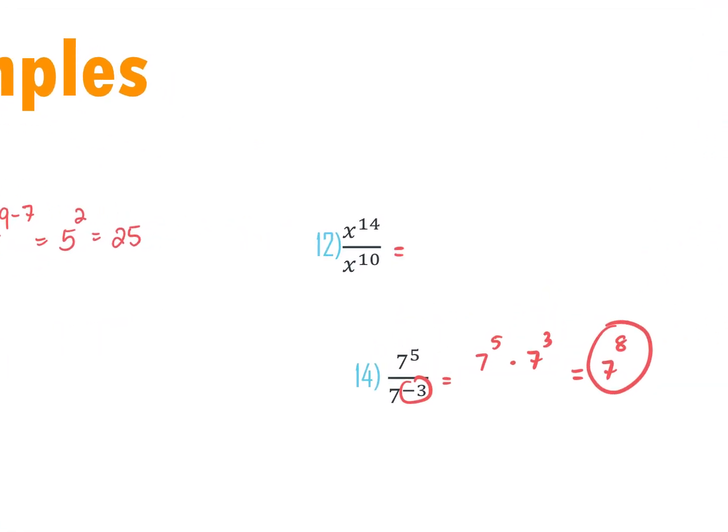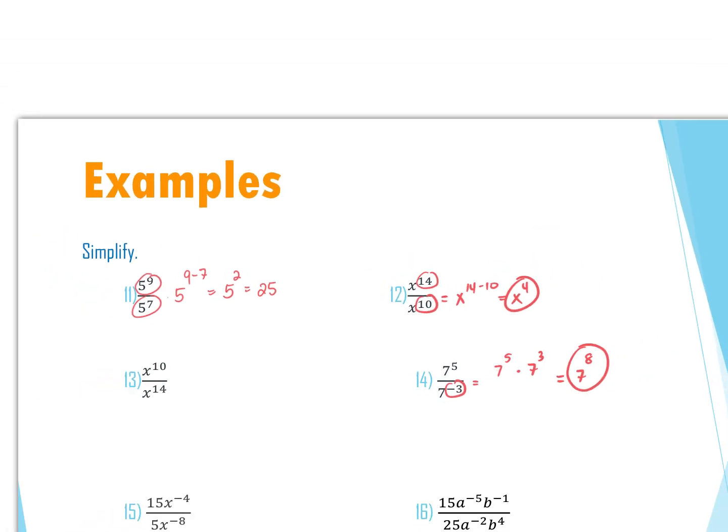So again here, the long way is to think of it as x to the 14 minus 10, which is x to the 4th. The short way, the way I do it, is I look at it and I say, well, I've got 14 x's up top, I've got 10 x's at the bottom. Where do I have more? Well, I've got 4 more up top, so x to the 4th is my answer.